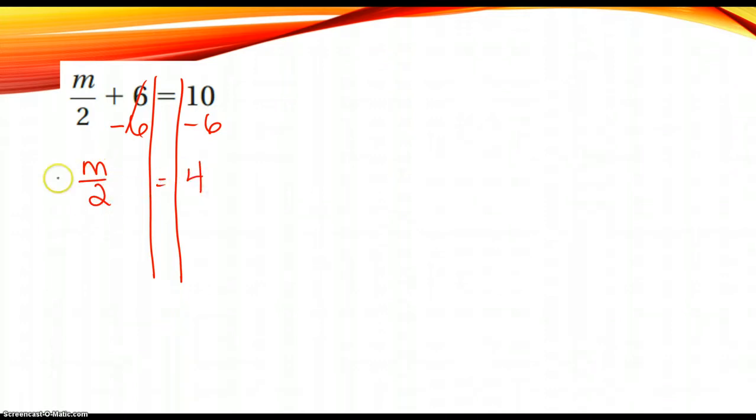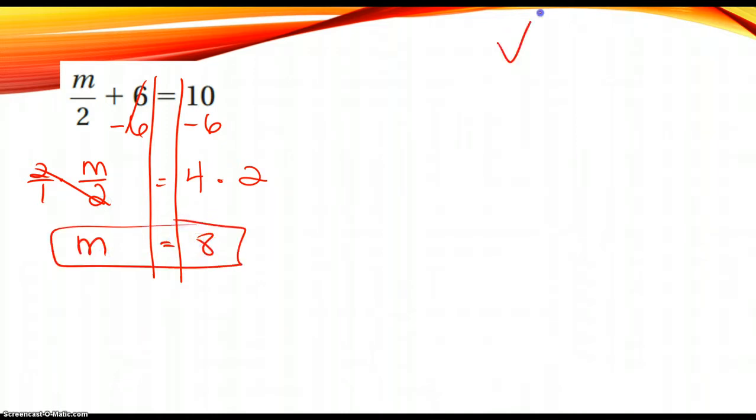And now here this is division, so what we want to do to undo division is multiplication. And we're using the number that's next to our variable, or on the side with our variable. So here we're going to multiply by 2 over 1. Here we're going to multiply by 2, or 2 over 1, same value. These 2's cancel out, and we're just left with m equals 8.